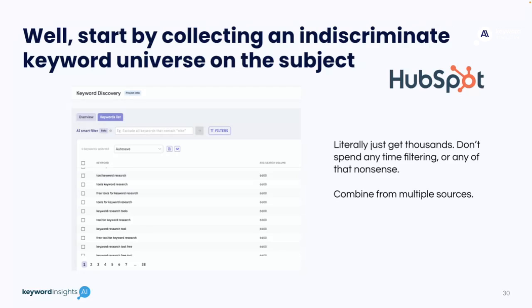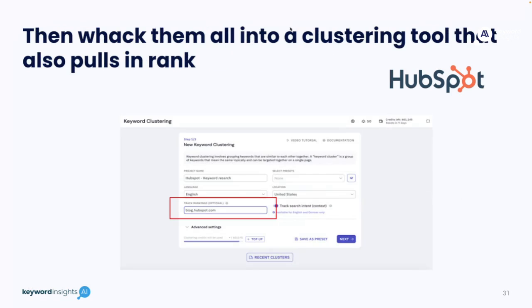Well, we would start by just collecting an indiscriminate keyword universe. I don't care where the keywords come from. We've got keyword discovery, which, just to put it out there, is not great at the moment. We're working on it, but it's worth using. But pull your keywords from other sources by all means. Use other SEO tools. Use Search Console. Build this massive keyword list of anything to do with the topic, and be really indiscriminate about it. Don't bother spending your time filtering or any of that nonsense. The whole point of clustering is to make this quick. Combine from multiple sources, upload them, and definitely put in the rank of the domain that you're trying to find the content gap on.